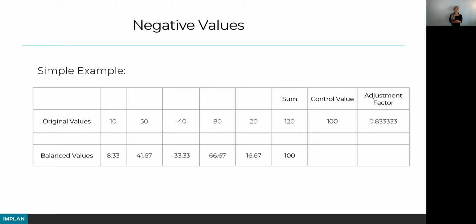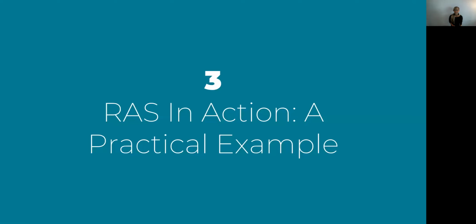And so there are techniques to use RAS in a way that balances negatives differently than positives, so you don't get these out of control extreme numbers where positives have to become super positive to compensate for negatives that are becoming more negative, and vice versa. And we at IMPLAN have a special proprietary technique to accomplish a RAS with negative values in a way that doesn't blow values up. But it is proprietary, so I won't go into it in this video.